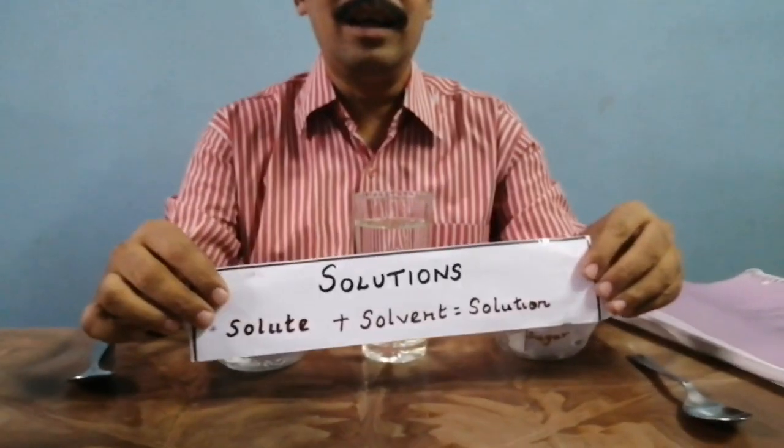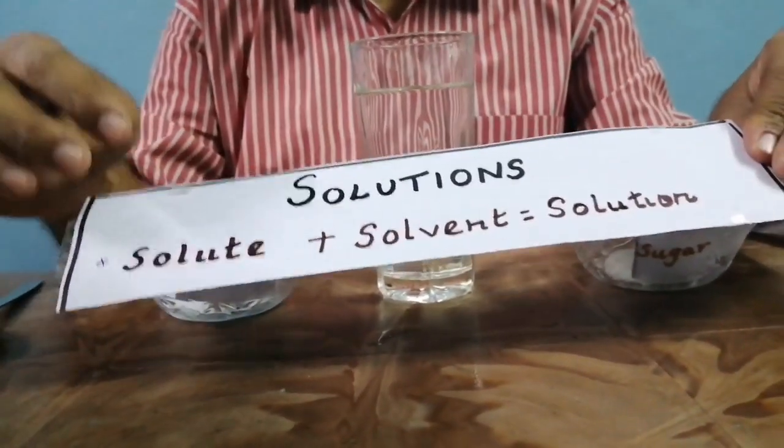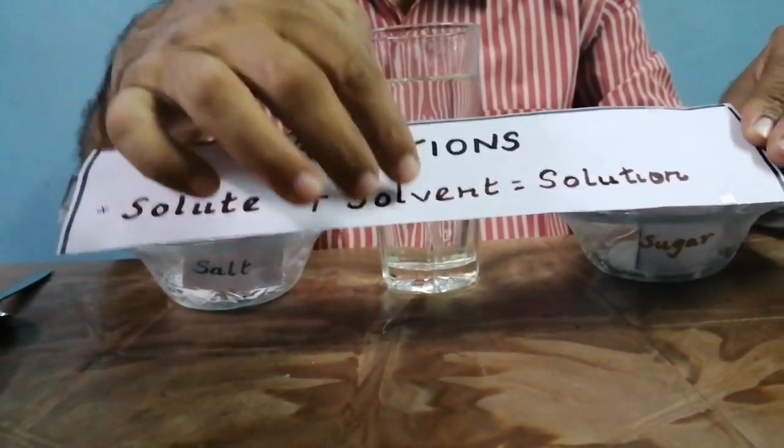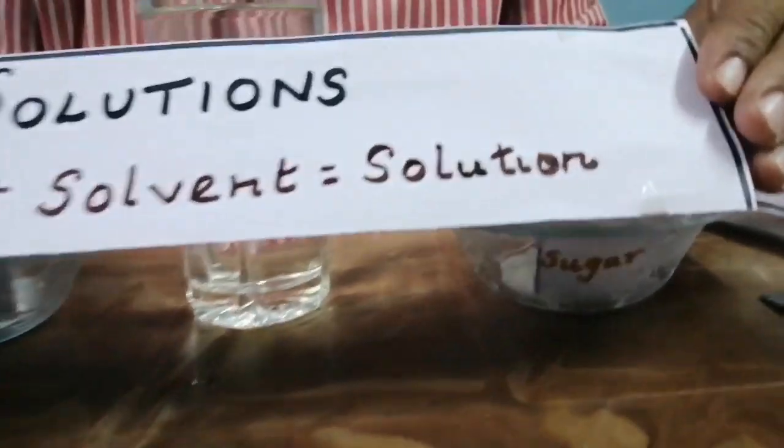Now, the substance which is present in lesser amount and which is dissolved in the solvent is called as the solute. The substance which is present in larger amount is called as the solvent. Together, salt plus water, that is solute plus solvent, is called as the solution. You can see this small topic. Solute plus solvent gives you the solution.